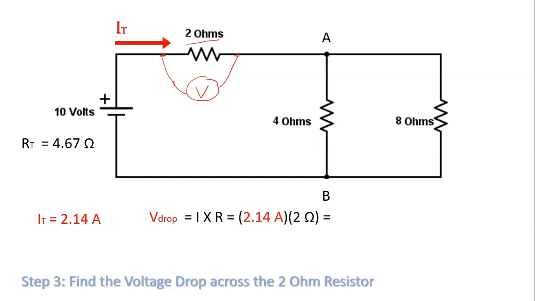So we have a voltage drop, which is equal to the current times the resistance. This is a rearrangement of Ohm's law. 2.14 amps times 2 ohms should give us 4.28 volts. Okay? So that's your voltage. If you had a voltmeter here, it should be reading that out on the voltmeter itself. We'd see that readout. Okay?